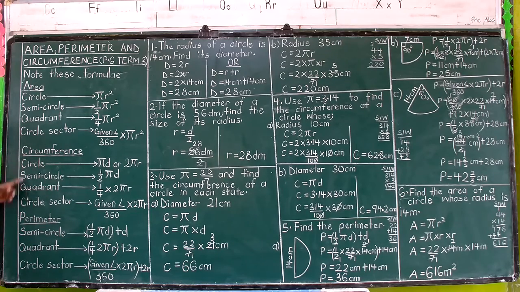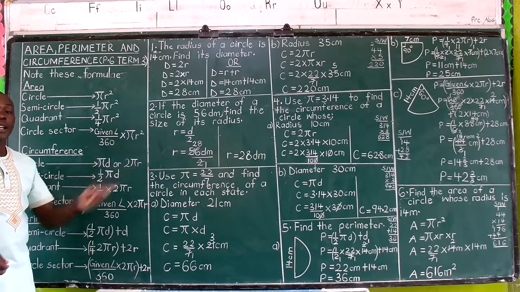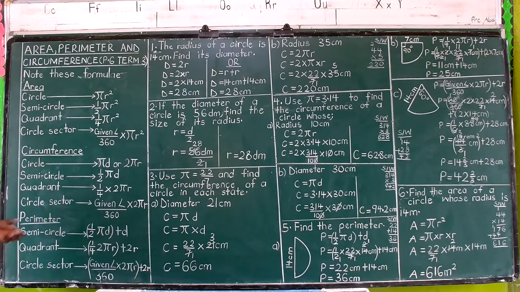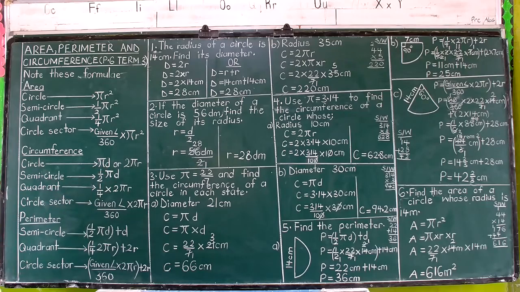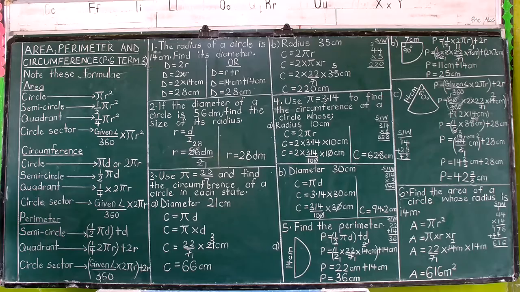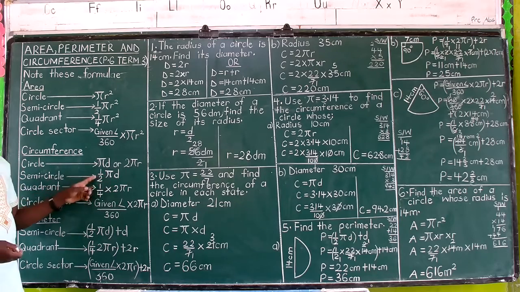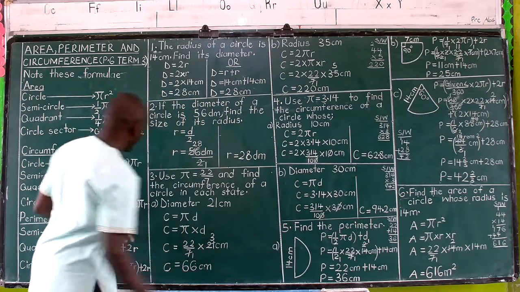For example, circumference of a circle, you're going to use pi d, or you can use 2 pi r, or say pi 2r if you want it. But we normally use pi d. That's if you are varying with diameter. D stands for diameter. And if you are varying with radius, you use 2 pi r. So then when you go to circumference of a semicircle, you say a half pi d. A half pi d. Because the flat surface is in diameter.